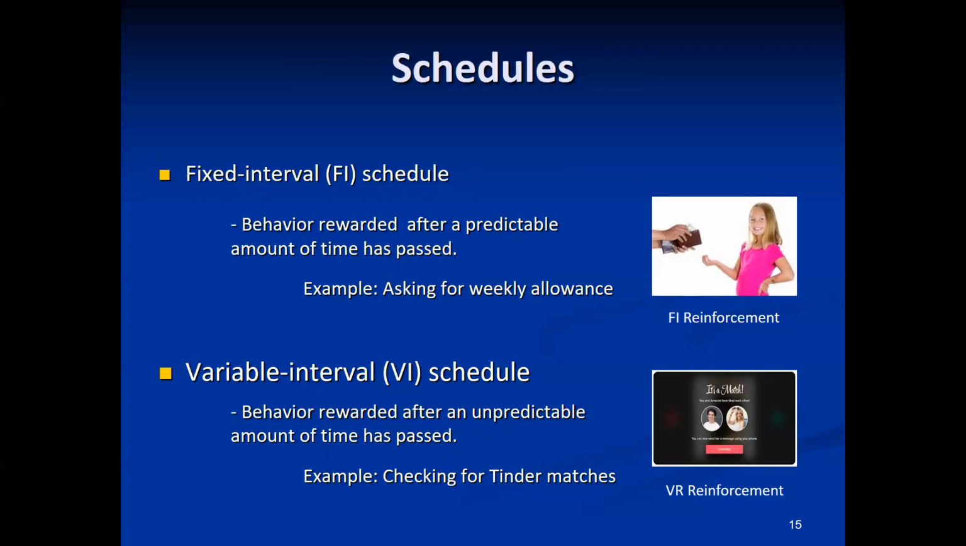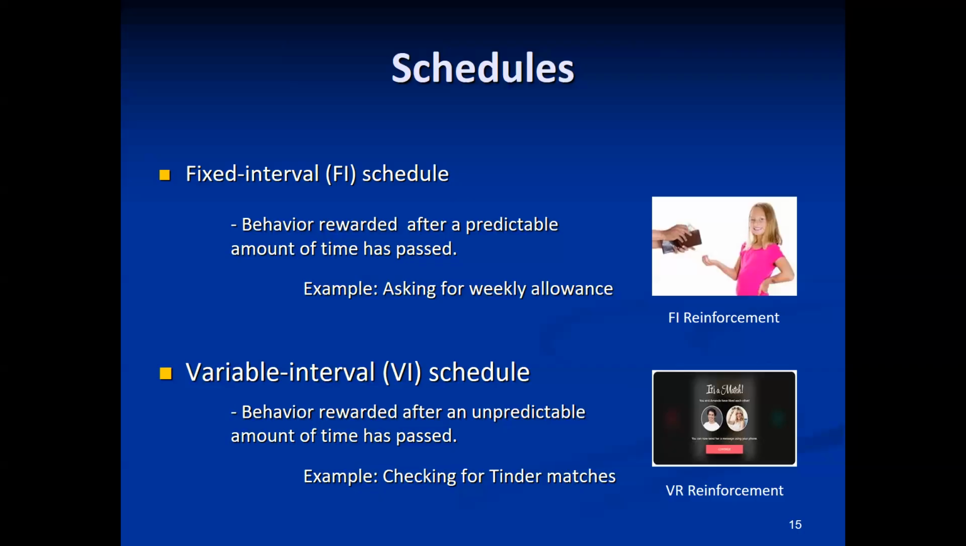For example, a child who has a weekly allowance would be on a fixed interval schedule. Requests for their allowance before the week is up result in no reward, but the first request for their allowance after the week is up is rewarded.